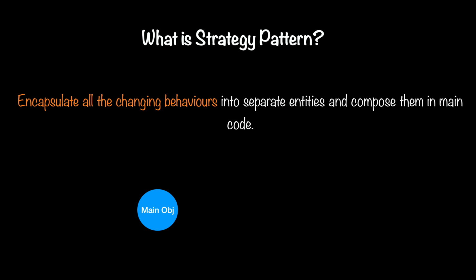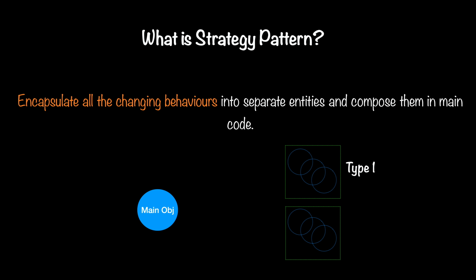So think of this as the main object, the one which interacts with the user when the user sends any request through the UI or the application. These are some of the behaviors of type 1, that might be any type. These are a couple of behaviors, all enclosed into a layer of abstraction like an interface. Similarly, we also have type 2 behaviors.